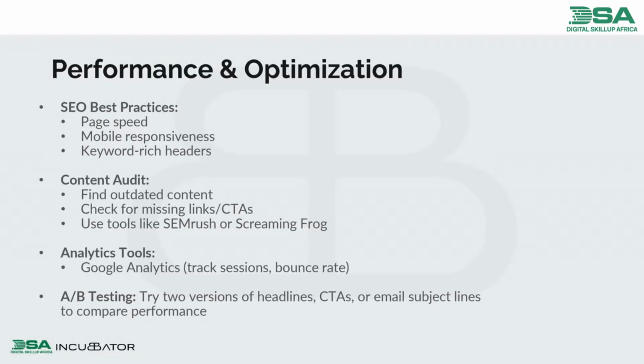Then we talked about performance and optimization recently, how to check your content performance, how it's performing. I told you some of the things you should look out for: page speed, then mobile responsiveness, then keyword-rich headers.